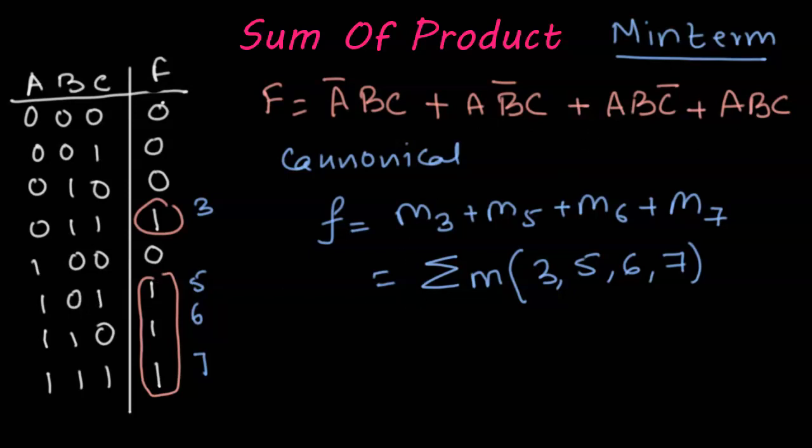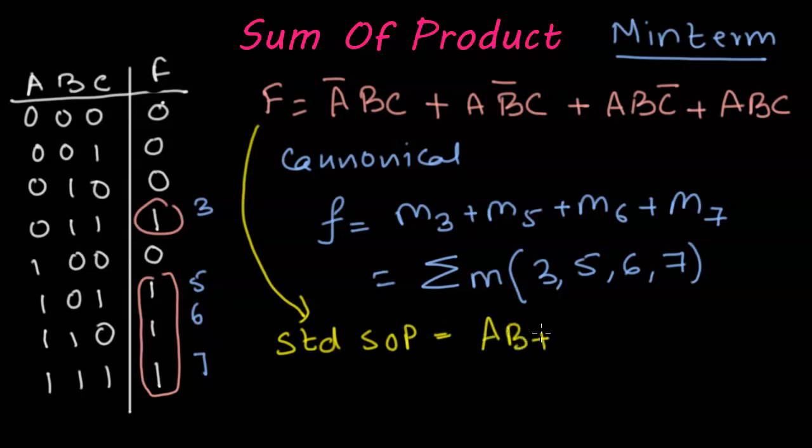And if we have to convert this from the canonical form into the standard form, the standard SOP is going to look something like AB plus BC plus AC. To get from the canonical form to the standard form, we need to use the Boolean laws that we have discussed in the previous videos.